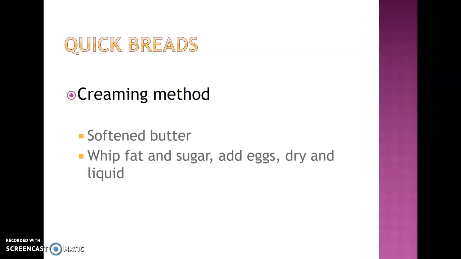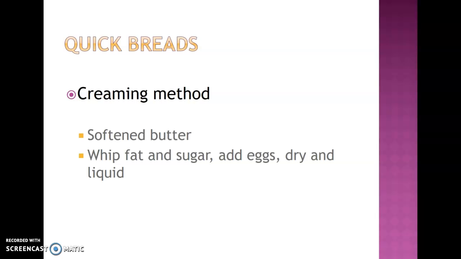There are 3 different mixing methods we'll talk about with quick breads. The first is the creaming method, something you will typically find with your cookies, which is covered in a later chapter, but still involves that creaming method. You take softened butter, or I should say a softened fat, and you whip that with the sugar. You whip it until it's creamy, light and airy, then you add your eggs one at a time, then you add your dry ingredients, and then you add your liquid. This is the creaming method, and we talked about it a little bit before in our previous video.